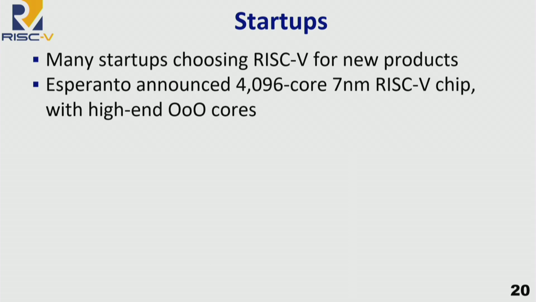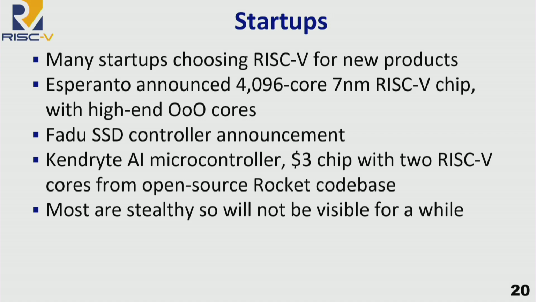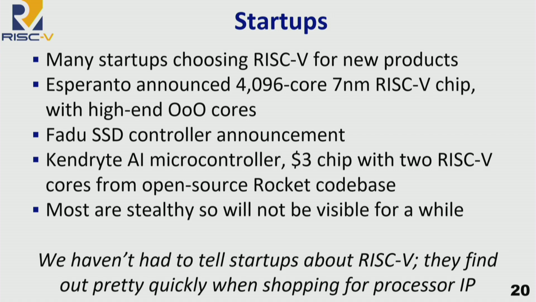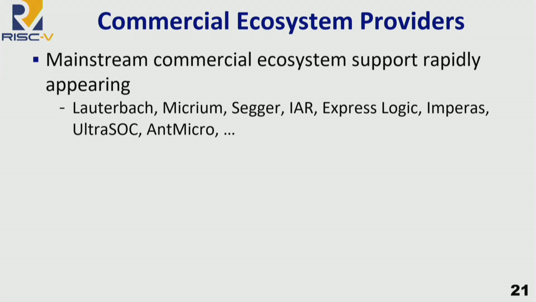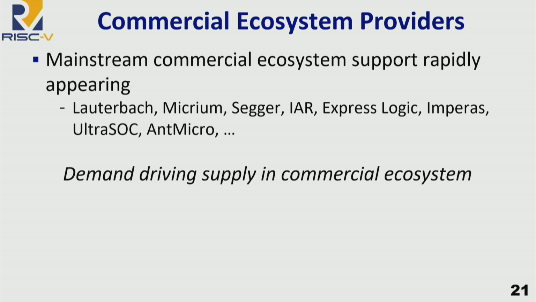Startups: many startups use RISC-V, a few here. One thing about startups, we don't have to tell them about RISC-V. Once they go shopping for processor IP, they find out about RISC-V very quickly. So it's been very successful in the startup space. A lot of new ideas and new application domains are coming to RISC-V first. Now, I mentioned this already, the commercial ecosystem: companies like Lauterbach, Micrium, Segger are developing tooling because there's demand. And this is a leading indicator. If you're wondering whether big companies are working with RISC-V, well, the people who can afford this tooling are requesting it, and you can see that in these companies providing products now to service that demand. So there's serious commercial tooling for RISC-V.